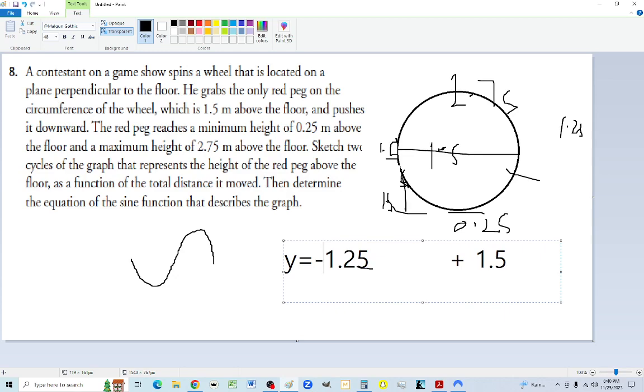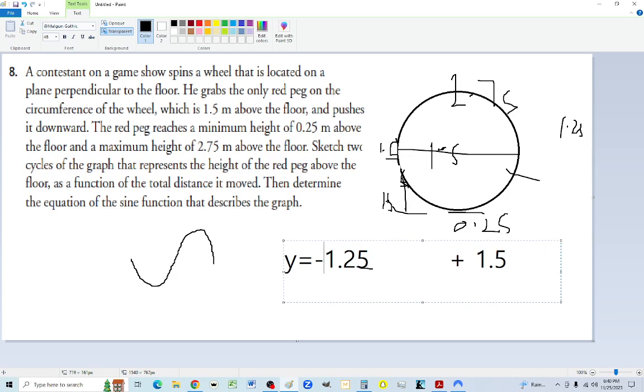Now, we have to sketch 2 cycles like that. He grabs the red peg off the floor and pushes it downward. The red peg reaches a minimum of 0.25 above the floor. Sketch 2 cycles of the graph that represent the height of the peg as a function of total distance moved, and then determine the equation of the sine function that describes the graph.